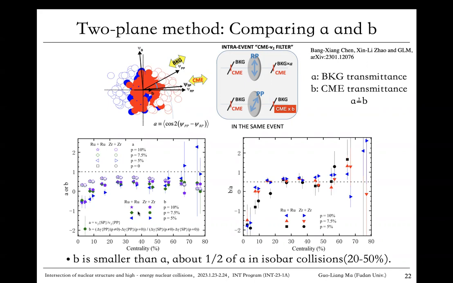Okay, so if we take the ratio B over A, we found B over A is about half. So it means B is about half of A in the isobar collisions in this centrality region, the 20 to 50%, which is the most interesting region for the CME.